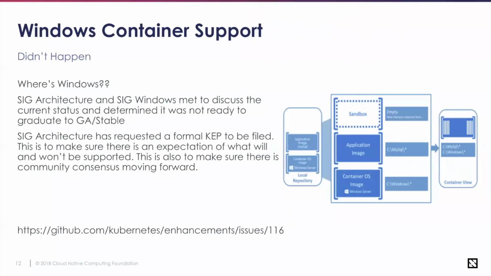If you're unfamiliar with what the KEP process is, it's the Kubernetes Enhancement Proposal. You can read more about it inside of the kubernetes/enhancements repo. From there, a KEP needs to be tied to every enhancement going into Kubernetes going forward. This is to make sure that there is an expectation of what will and won't be supported when it comes to a particular enhancement. In addition, it also gives the ability to have community consensus on everything going forward.